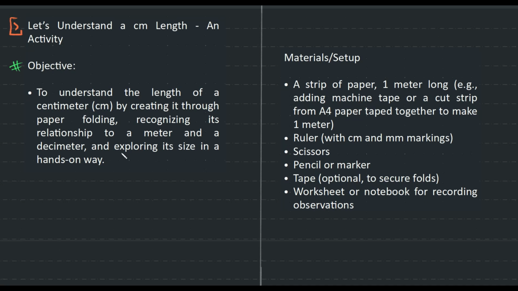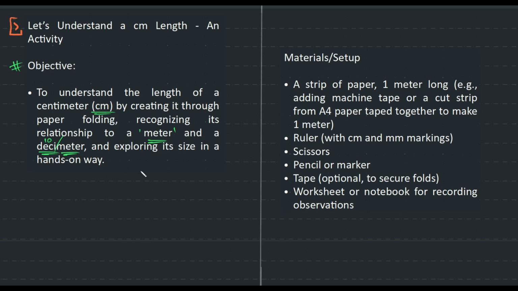Okay guys, I want you to do this activity, very simple, but it helps you learn the concept a lot. The agenda is to understand a centimeter from the point of view of a meter and decimeter. I hope you know the meter length. And decimeter is to do with 1 by 10th of that. Deci is to do with 10. So decimeter is 1 by 10th, and we explore its size in a hands-on way. We are trying to relate centimeter to meter and decimeter.